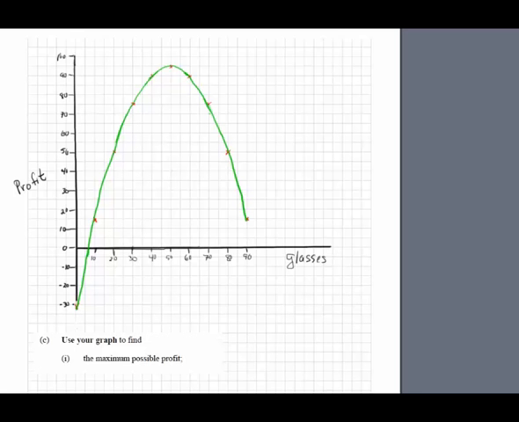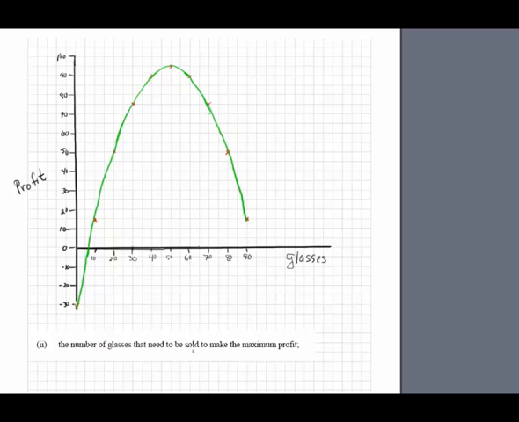So question letter C, using your graph, find the maximum possible value, and as we see, the maximum possible value is going to be up here at 95. Okay, so calculate or use the graph, find the maximum value. Well, $95 is that profit, and we're done. Next question.